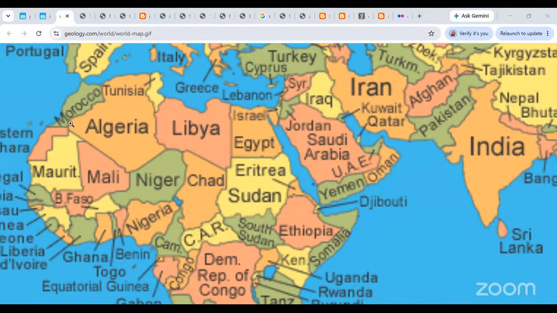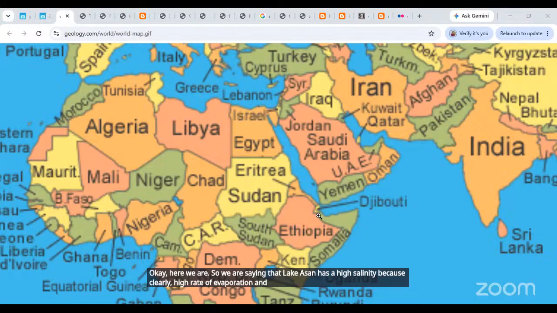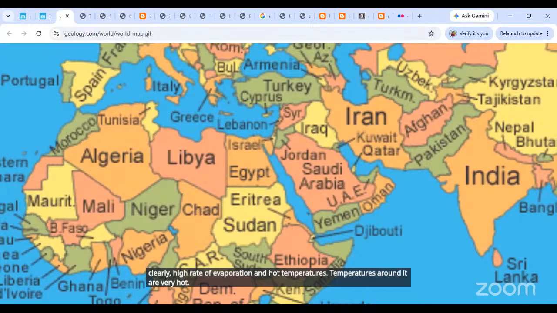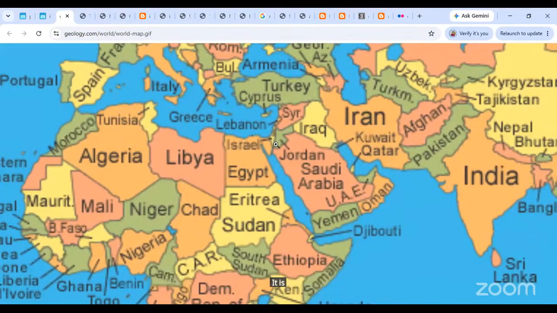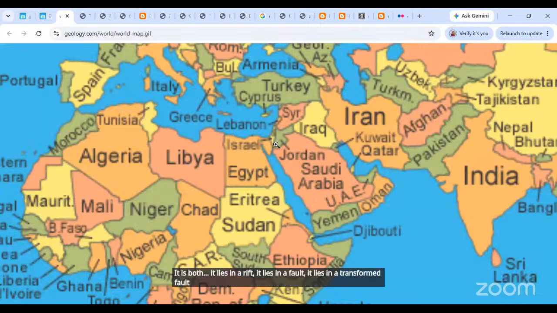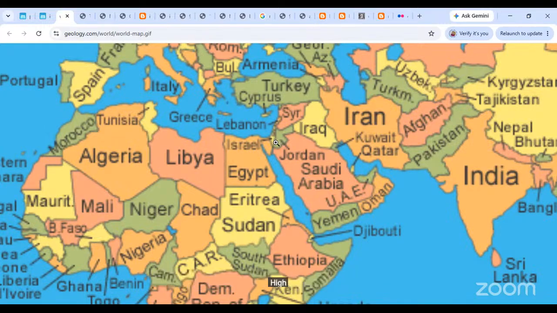Okay, here we are. So we are saying that Lake Assal has a high salinity because clearly there is a high rate of evaporation and hot temperatures. Temperatures around it are very hot. Okay. Dead Sea, once again, it is both. It lies in a rift, it lies in a fault, it lies in a transform fault. So clearly all that upwelling of magma and the surrounding magmatic material is what is making the minerals that are poured into it. And also once again, because of high temperatures, greater rate of evaporation.